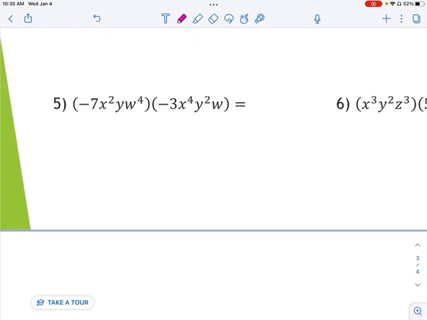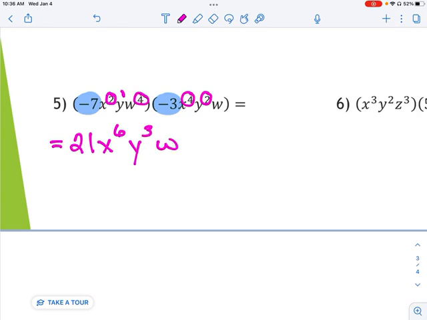Okay, let's take a look at number 5. So on number 5, we start off, we have some coefficients again. So I'm going to multiply those first. So negative 7 times negative 3, that's a positive 21. Then I go common base to common base. So x squared, x to the fourth. So add those together. That would get me x to the sixth. My next one is y. I have y to the first, y to the second. So that's going to get me y to the third. And then I have w. I have w to the fourth, w to the first. That's going to get me w to the fifth. So 21, x to the sixth, y to the third, w to the fifth.